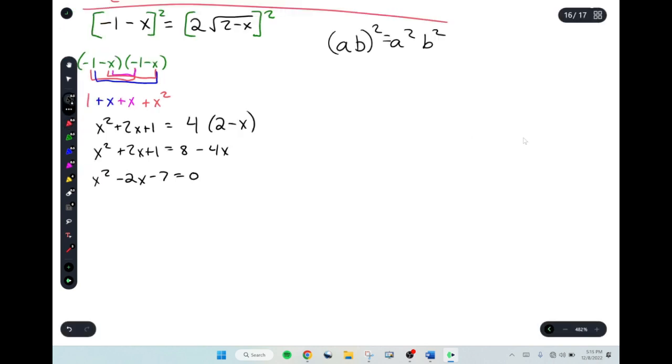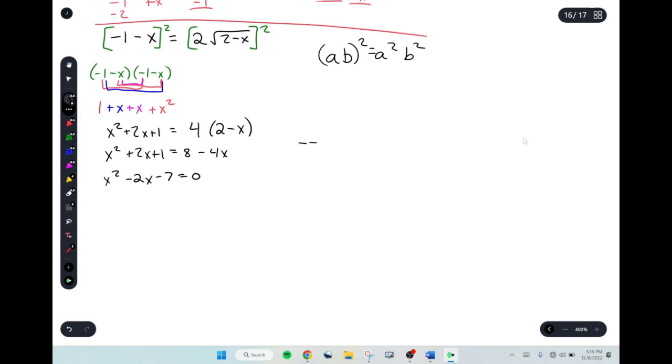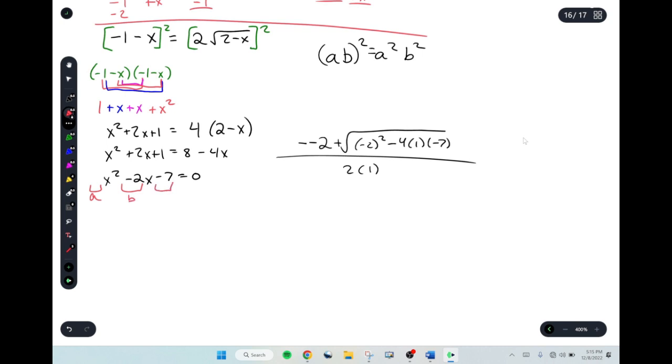Guess we'll find out. Negative b, so -2 plus or minus the square root of -2 squared minus 4 times 1 times -7 all over 2 times 1. Right, because we got our a, our negative b, and our c that's negative. Okay. So 2 plus 4 plus 28 over 2.